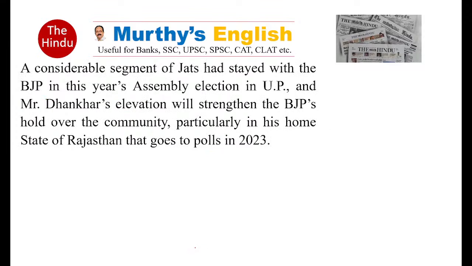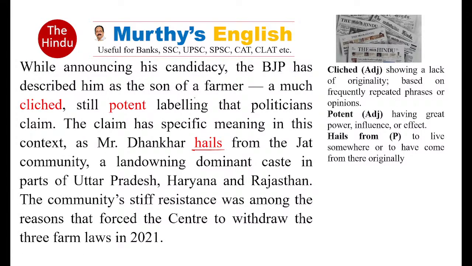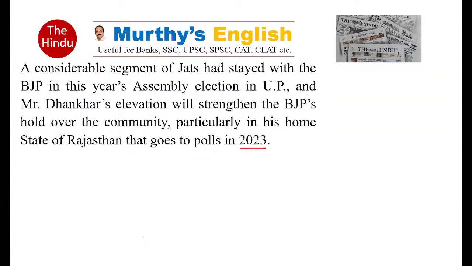That means the farmers were not happy that time, and to appease them, they have chosen Mr. Dhankar. A considerable segment of Jats had stayed with the BJP in this year's assembly election in UP, and Mr. Dhankar's elevation will strengthen the BJP's hold over the community, particularly in his home state of Rajasthan that goes to polls in 2023. The benefits of choosing Mr. Dhankar and labeling him as son of a farmer, there is one expression, the son of a farmer. So, highlighting that aspect, keeping in mind certain benefits from the party's point of view.